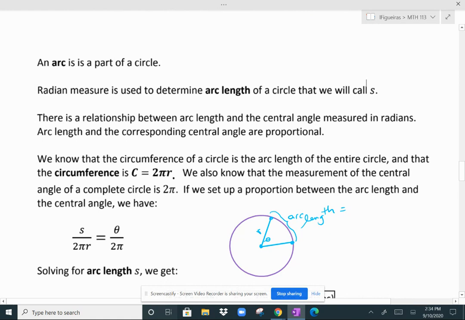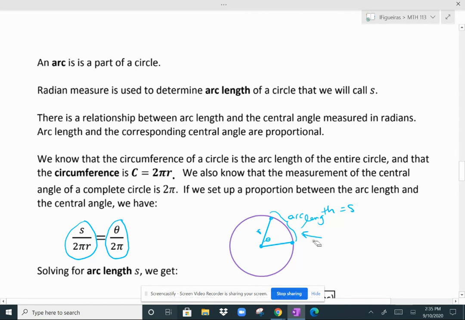Remember that the circumference of the circle, which is the distance all around the circle, is given by the formula C equals 2 pi r. And we know that the total angle measurement, if you go all the way around the circle, is 360 degrees or 2 pi radians. So we're going to set up a proportion. The arc length S is proportional to the circumference, as the central angle theta is to the total number of degrees. So S will allow us to measure this piece that we're seeing right here.